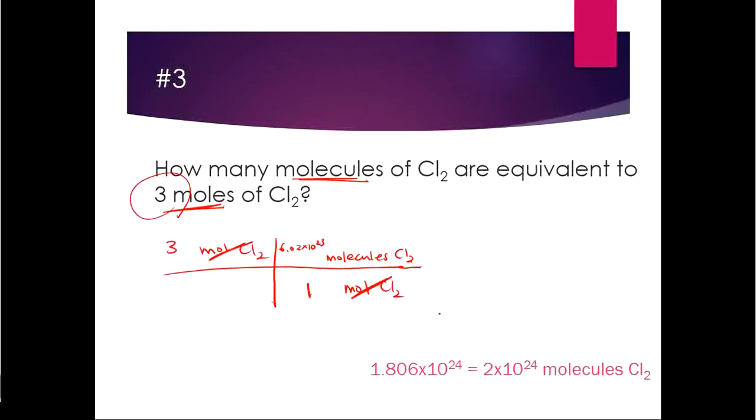chlorine. By the way, if you're thinking, why just one significant digit? Our conversion factors, we don't consider this when we're thinking about significant digits. So we don't consider literature values that are given to us. We don't consider constants that are given to us. We only consider the data that's given to us. Okay, so we only consider the 3. That's why it's one significant digit.